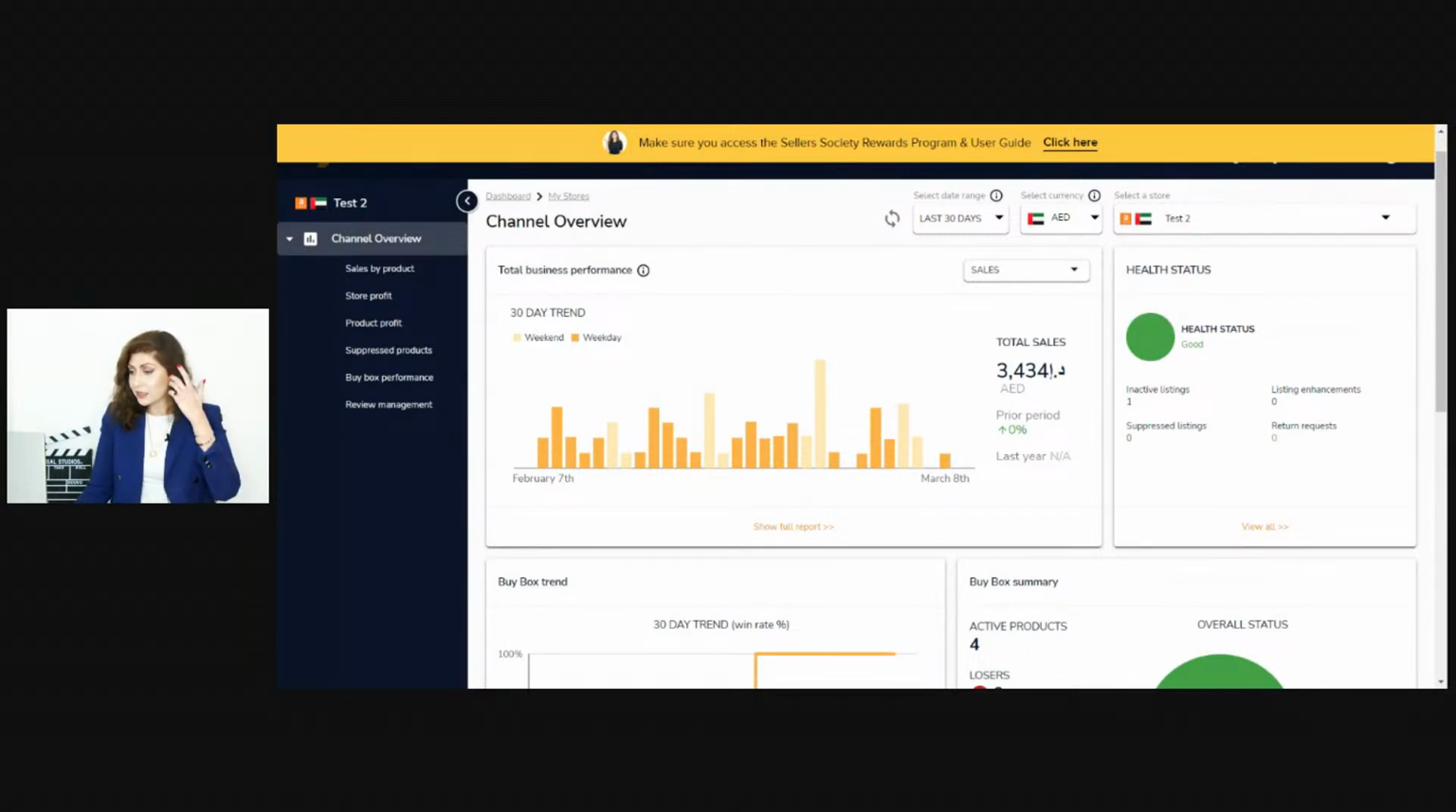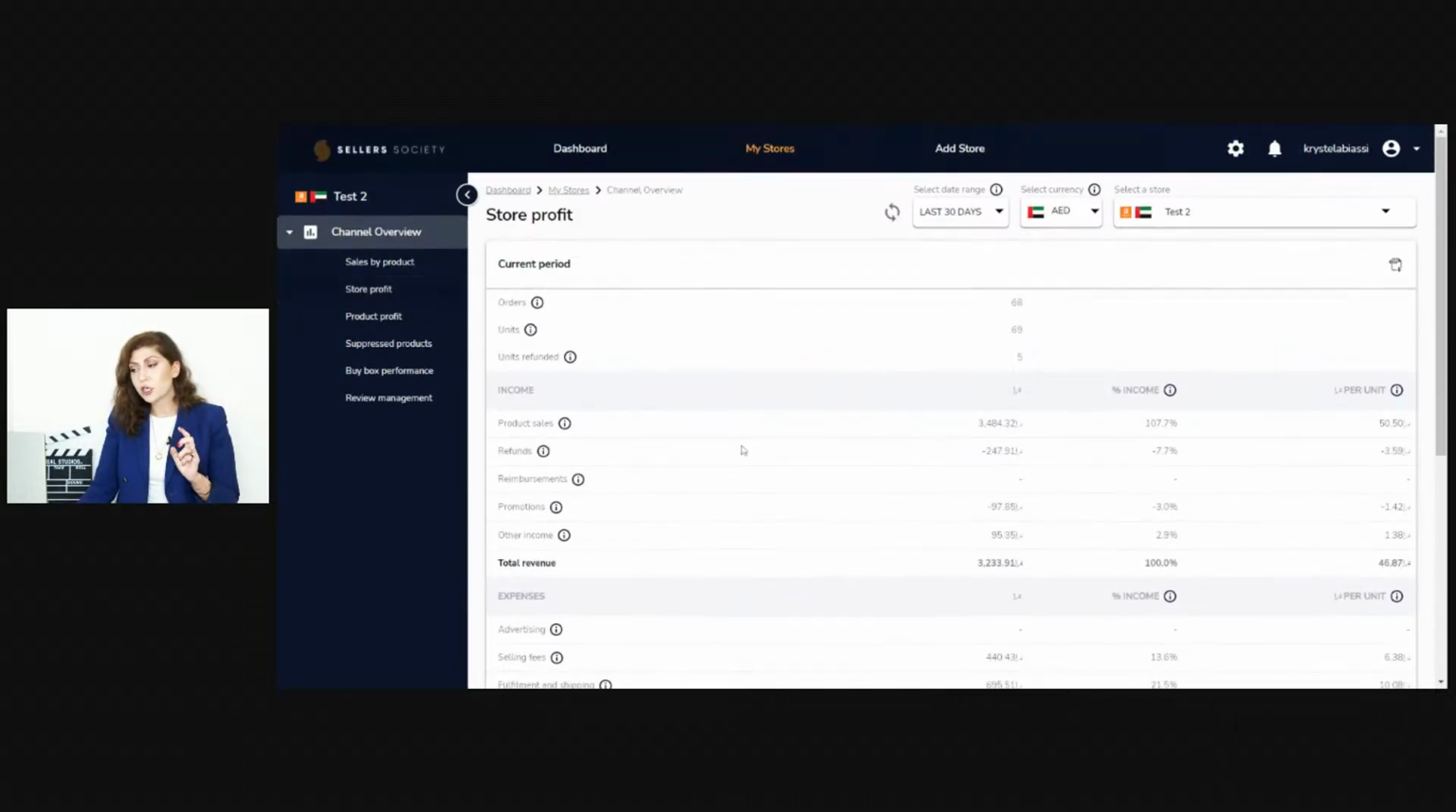So you can have as many stores as you want linked to this. Now, there are a lot of features, of course, and we're starting to do a lot of videos on the channel about each and every feature, but I want to show you exactly how the fees should be broken down. So let me show you two very important modules, the store profit as well as the product profit. Let's start with the store profit.